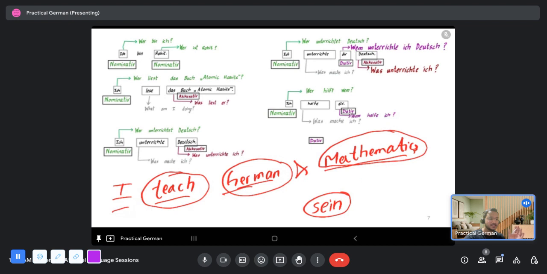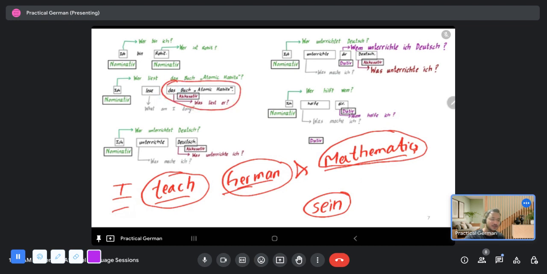So the object that is getting directly influenced by that, right? I know this may sound confusing. Let's ignore all of this. What I'm trying to say is that every verb will have a direct object and an indirect object. Now, the direct object will be in accusative case. For example, ich lese das Buch Atomic Habits.